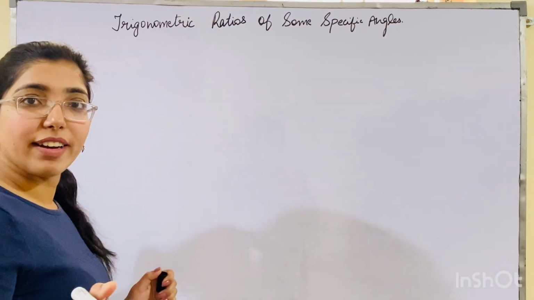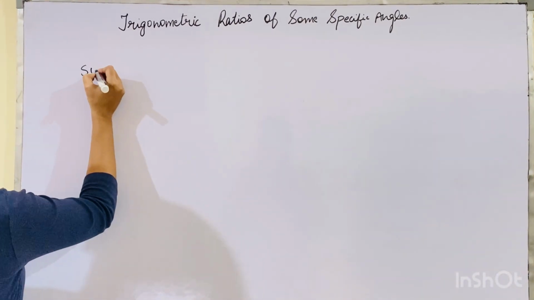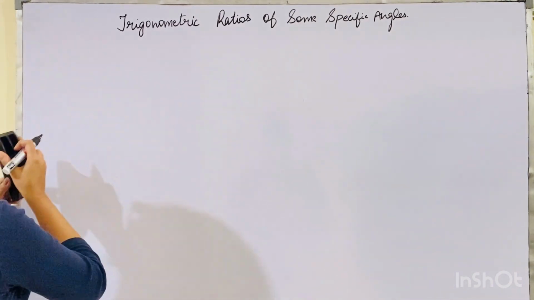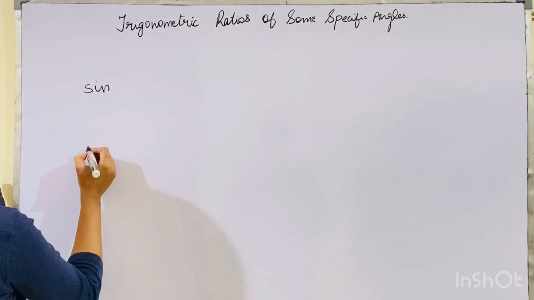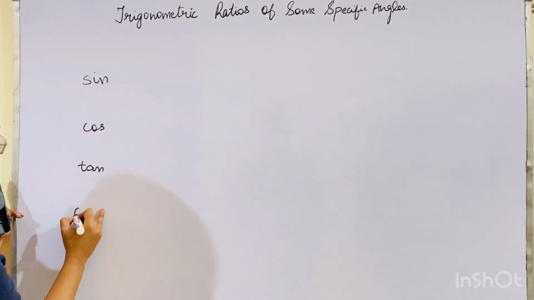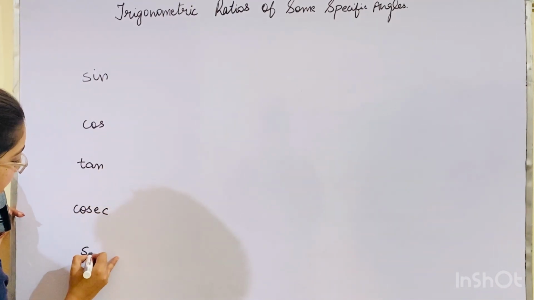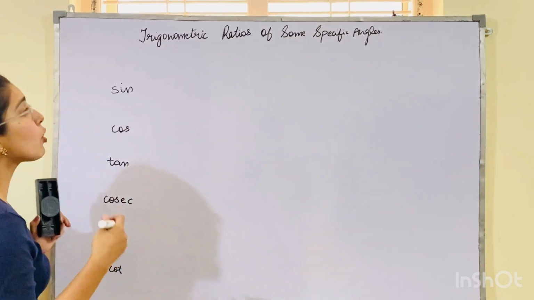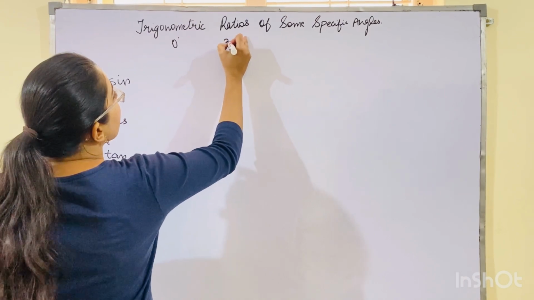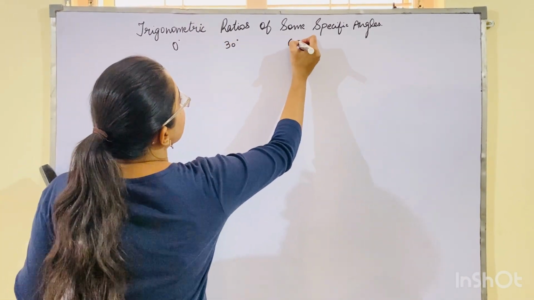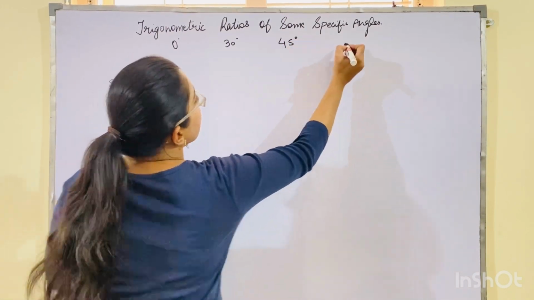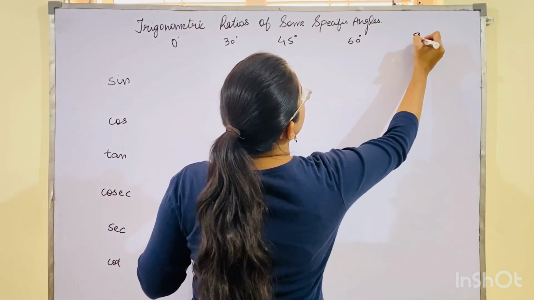कौन से 6 ट्रिग्नोमेट्रिक रेशियोज पढ़े हैं हमने? साइन, कॉस, टैन और फिर इनके रेसिप्रोकल्स कोसेक, सेक, कॉट. आपको किन किन एंगल्स पे ये वैल्यूज याद करने की जरूरत है? दैट इज 0 डिग्रीज, 30 डिग्रीज, 45 degrees, 60 degrees and 90 degrees.